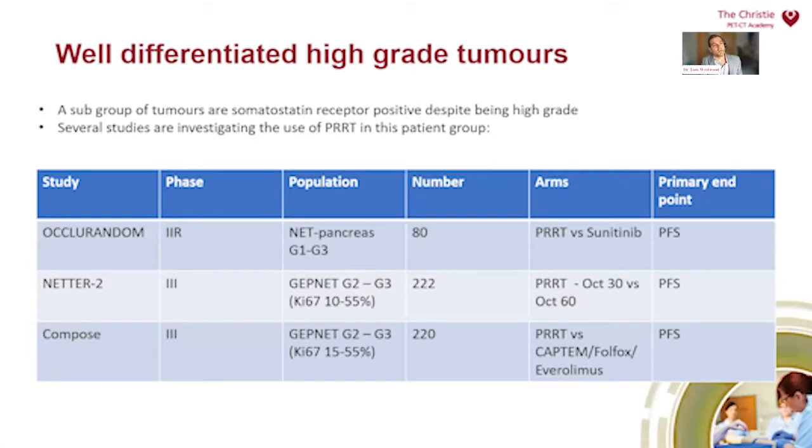Another group where the guidance is a little bit ambiguous is the subset of patients who have well-differentiated but aggressive high-grade tumours. They are eligible for treatment, but that doesn't necessarily mean that it's a good treatment option and that you should perform PRRT in those patients, because they often progress too rapidly and do badly. So there are several trials that are open at the moment that aim to address the question of the use of PRRT in those patients over the coming years.